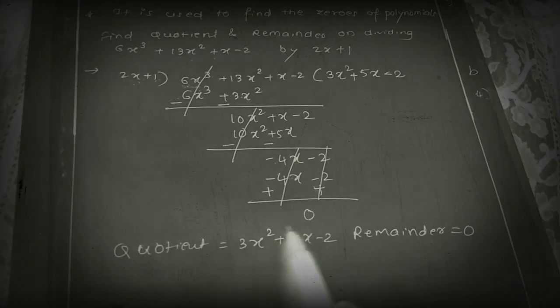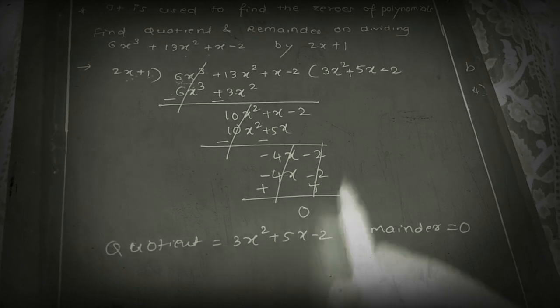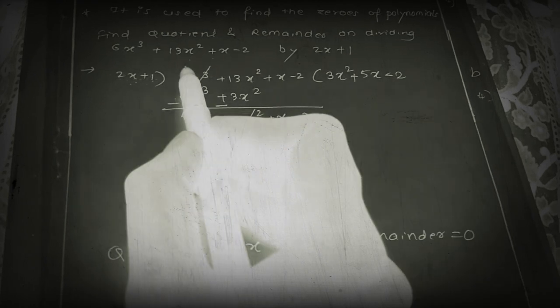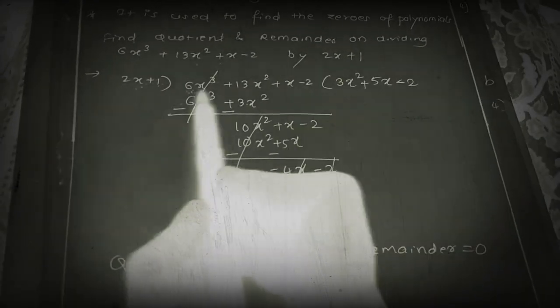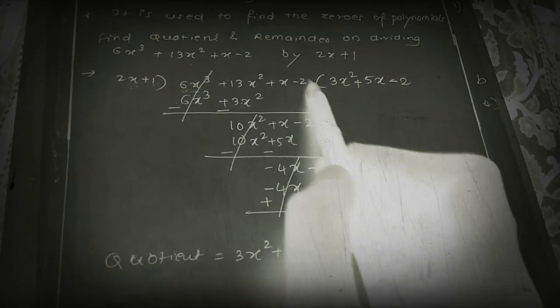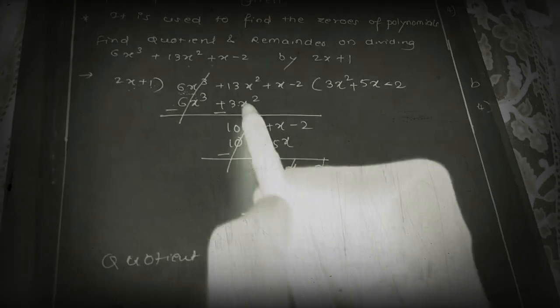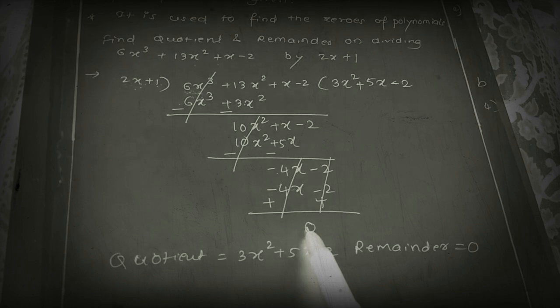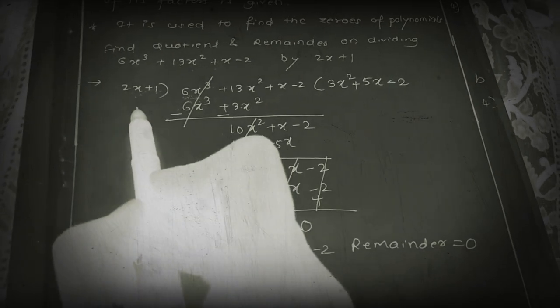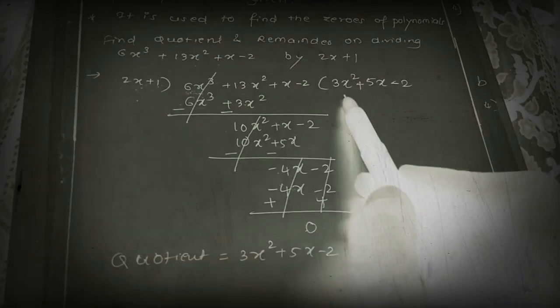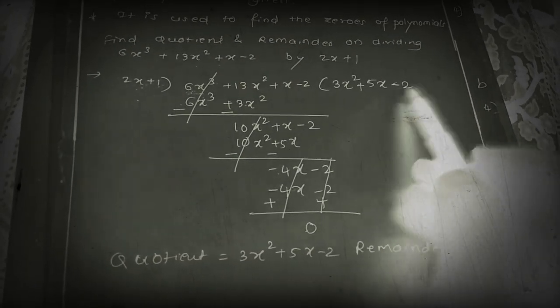So remember, when you get the remainder as 0, it means what? This is a factor of this polynomial. Sometimes you will get examples that ask you to check whether a given polynomial is a factor of another polynomial or not. Suppose after dividing by 2x plus 1 you get 0. It means this is a factor, and this quotient is also a factor of the polynomial. So one factor is already given, and from the remaining quotient you can get 2 more factors.